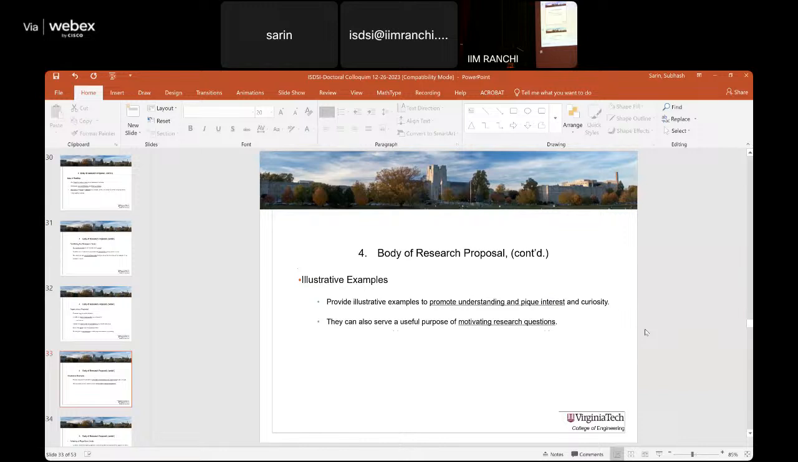And provide illustrative examples to pique the interest and curiosity of the reviewer. They're very important, useful for motivating the research questions.